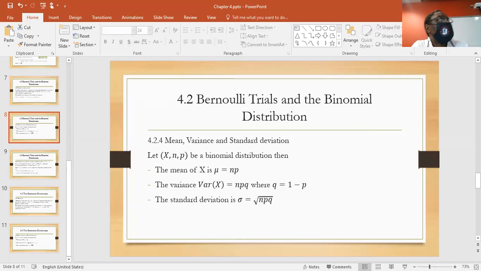We learned about the binomial distribution. We did some examples last time. So we will continue with the binomial distribution.